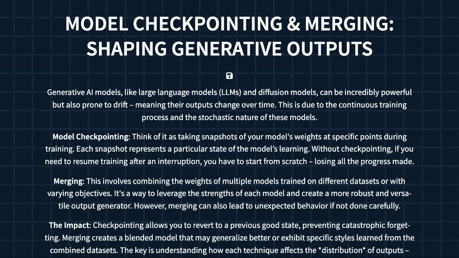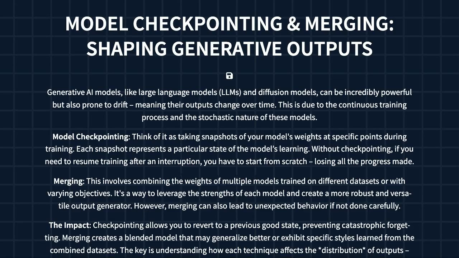Okay, let's talk about how we manage these massive generative AI models. One crucial technique is called checkpointing. Basically, it's like taking a save point of your model's progress during training. Without checkpoints, if you lose power or have an interruption, you'd have to start all over again.